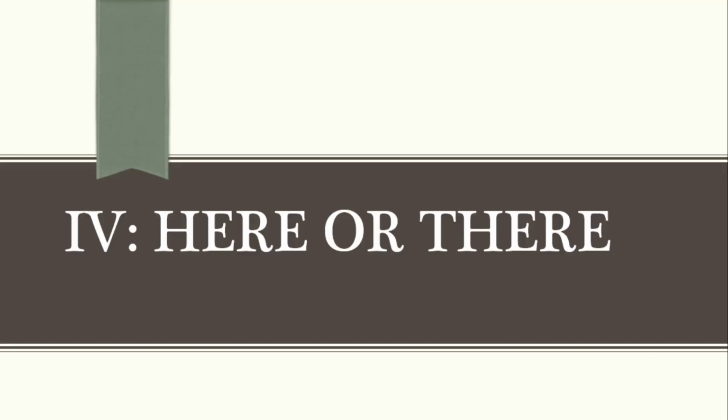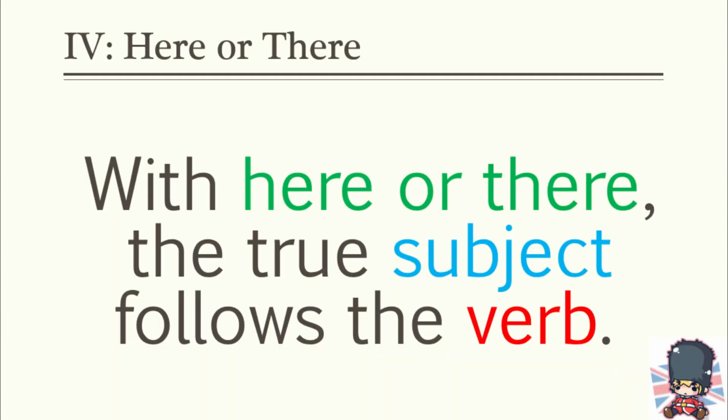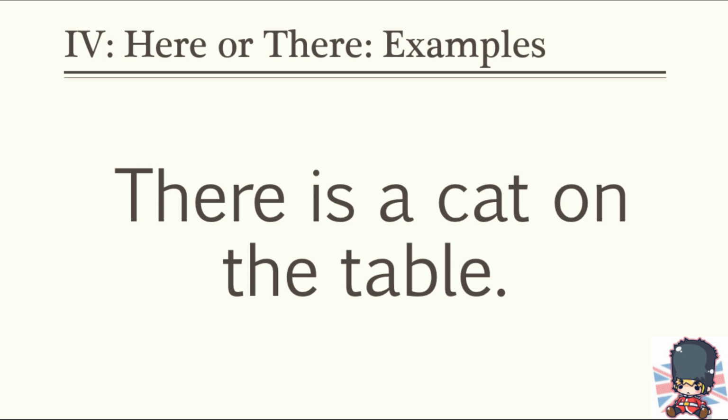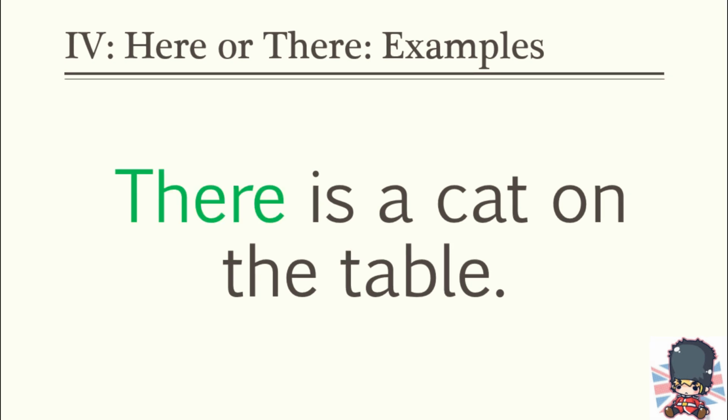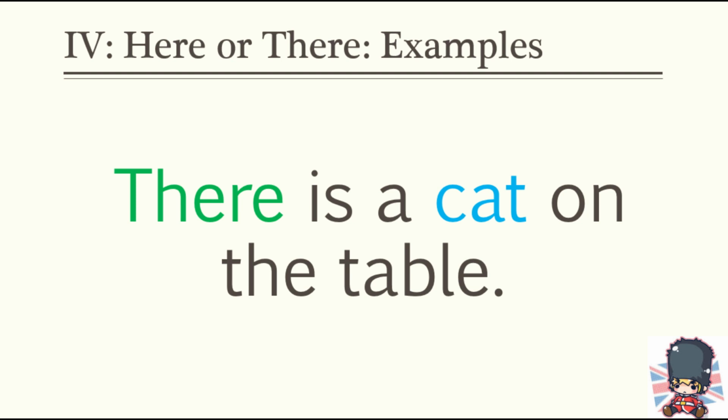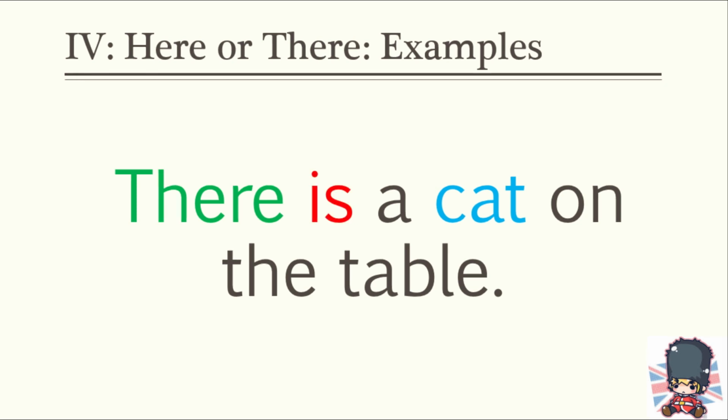Next rule we have here or there. But here or there, the true subject follows the verb. So nagpapanggap lang pala itong subject ng mga here or there na to. Let's have some example. There is a cat on the table. So highlight ko yung there kasi hindi naman siya yung tunay yung subject. Ang tunay na subject dito yung cat. Okay? So, dahil ang cat is a singular subject, you have to use a singular verb, which is is. Ang sagwa naman pakinggan kung there are a cat on the table, di ba?